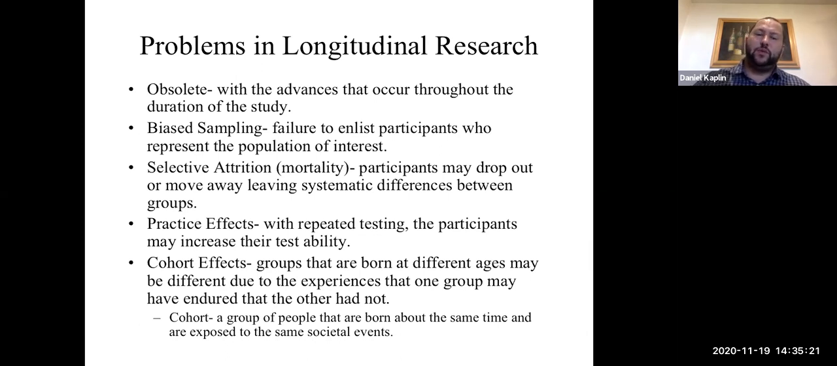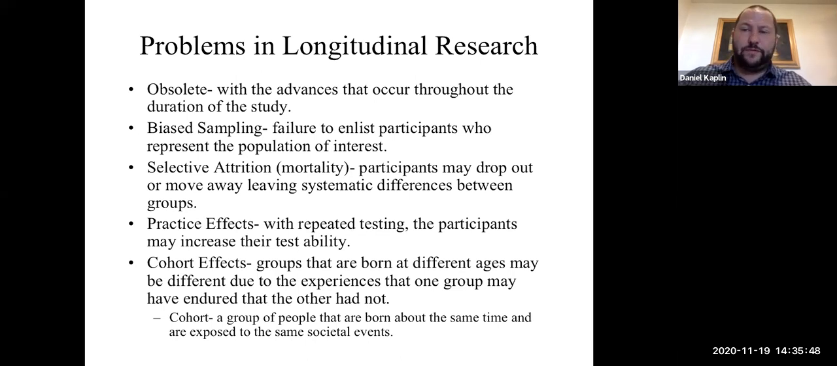You also have an issue with what's called mortality, which is your dropout factor. I think we talked about that as well. So if people drop out of your study and you only have one group, you won't know whether they're systematically dropping out based on your intervention or something else. Practice effect: repeatedly testing people might tip them off or increase their testing ability.